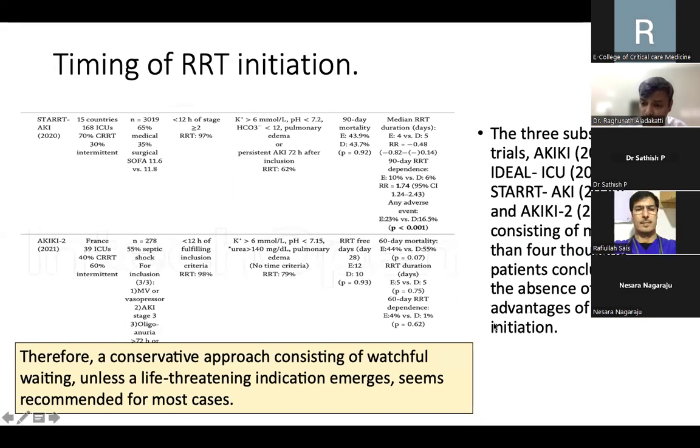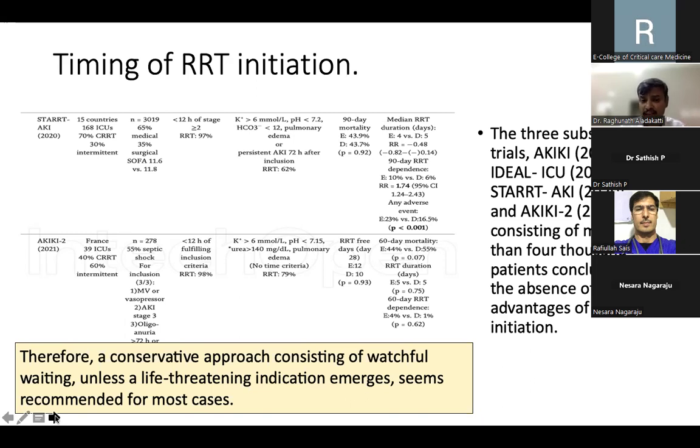If there is an absolute indication, like a patient with acute renal failure and fluid overload, hyperkalemia, uremic pericarditis, uremic myocarditis, or encephalopathy, yes, you can go for dialysis. There is nothing like early and late. If there is no absolute indication, at what level of blood urea, serum creatinine, or stage 1, 2, 3, 4, when to do dialysis, that is the question. You go with the conservative approach, unless there is a life-threatening indication. Careful, watchful waiting.